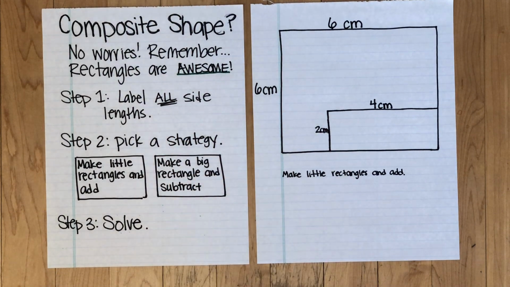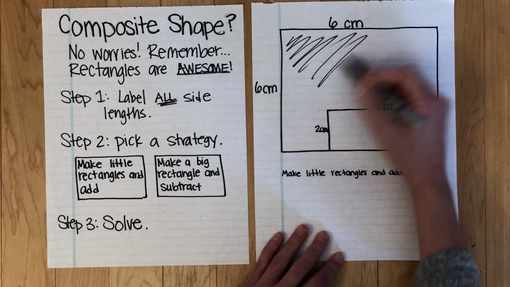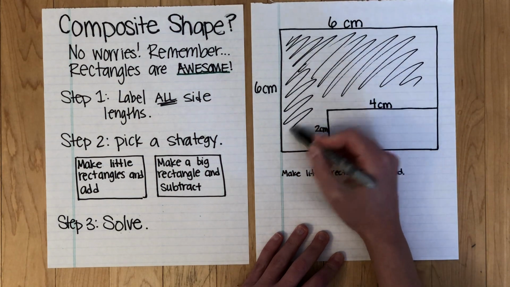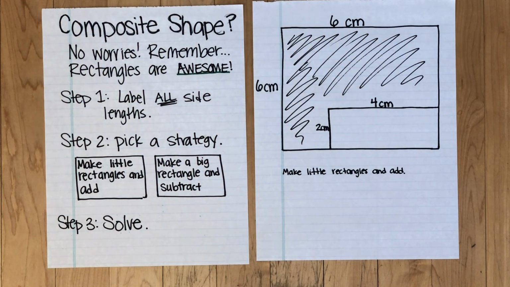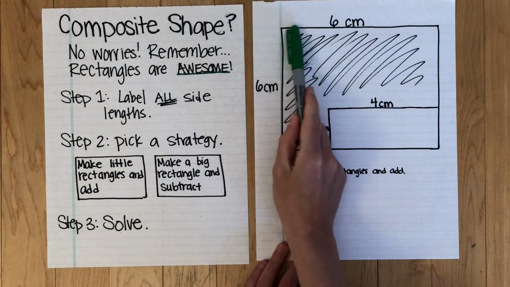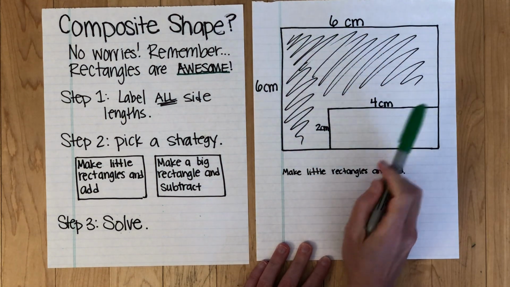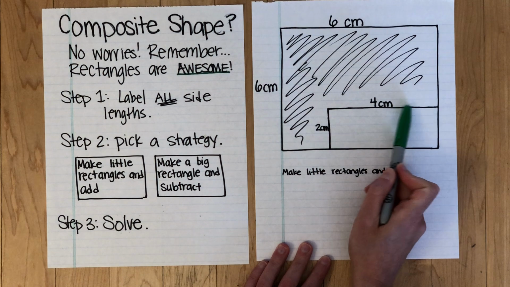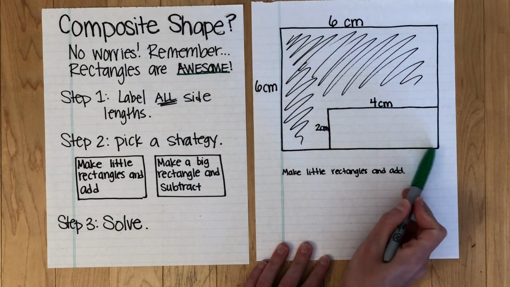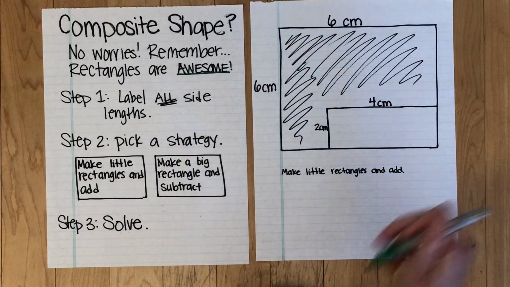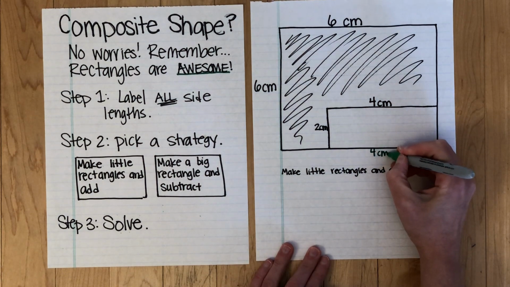I have my composite shape here, and I'm trying to find the area of this part right here. So the first thing I need to do is label all the side lengths. Now remember, rectangles are awesome because opposite side lengths are equal. So I need to find all my unknown side lengths. If this is 6, let me start with my little one. If this is 4, what is this? Well, if opposite side lengths are equal, that is also 4 centimeters.